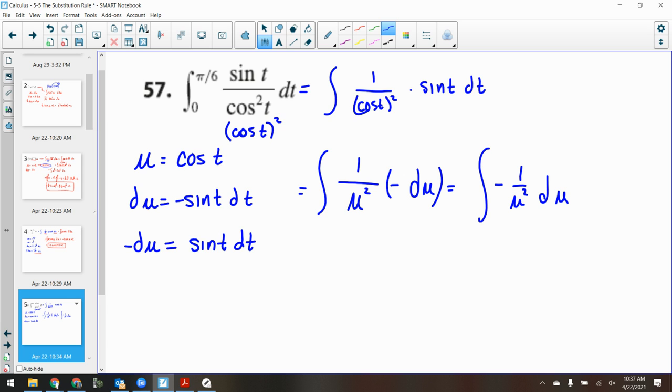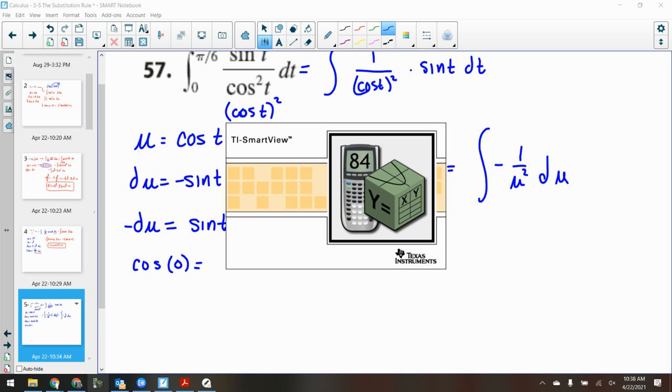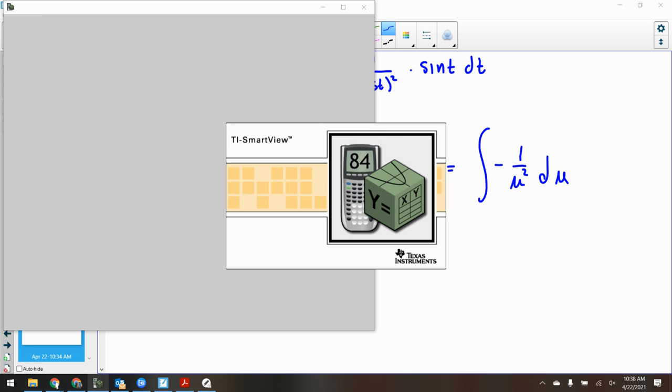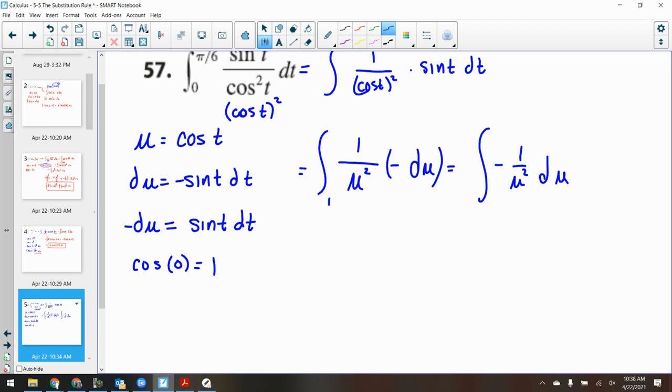So what I'm going to do now is recreate my endpoints. I'm going to say, what do 0 and pi over 6 have to change into in terms of u? So what is cosine of 0? That's my lower boundary. Cosine of 0 is 1. So we got 1. I can put that here too.